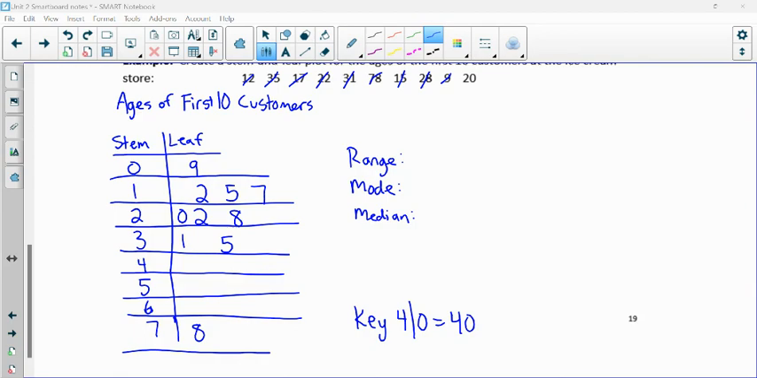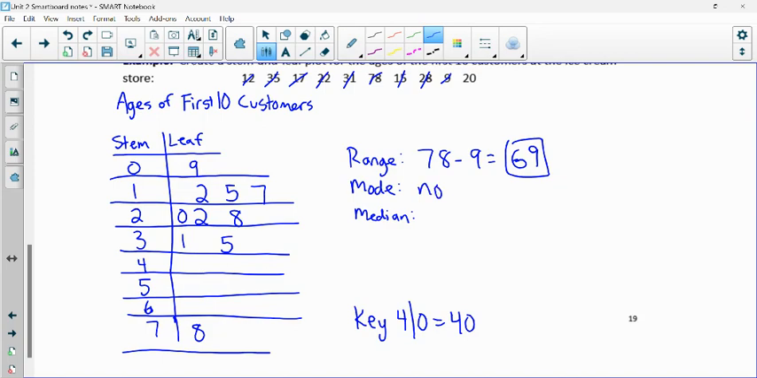All right, so the range, how are we finding the range for this one? What's our highest? 78. We're subtracting 78 from the lowest, which is 9, which gives us 69. So our range should be 69 for this particular problem. Mode, is anything occurring more than one time? No. Again, if you're looking within the stems, there's no number that's repeating within the stems, which means nothing's repeating. So there's no mode.